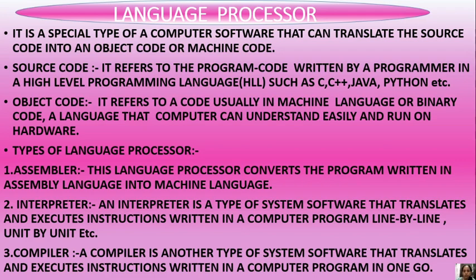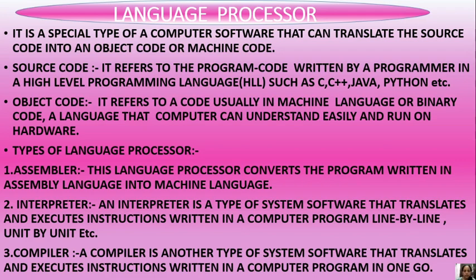And object code refers to a code usually in machine language or binary code, a language that a computer can understand easily and run on hardware. So object code is 0 and 1, machine language, that a computer can understand easily. These language processors are used to translate the source code into object code or machine code.